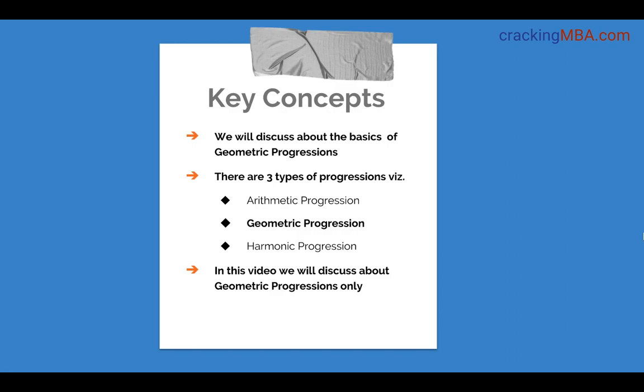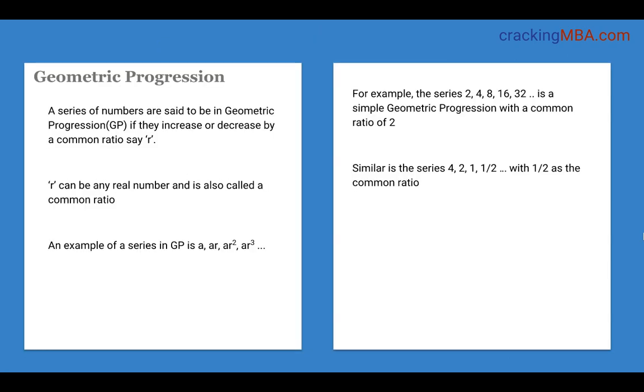It is important to note that in CAT and other MBA exams, arithmetic progression and geometric progression are the most important, and the majority of the questions come from these two types. Harmonic progression is not of that importance, but if you have a reasonable grip and understanding of arithmetic and geometric progressions, you're good to go. So arithmetic progressions and geometric progressions are important. Let's move on and see some quick definitions.